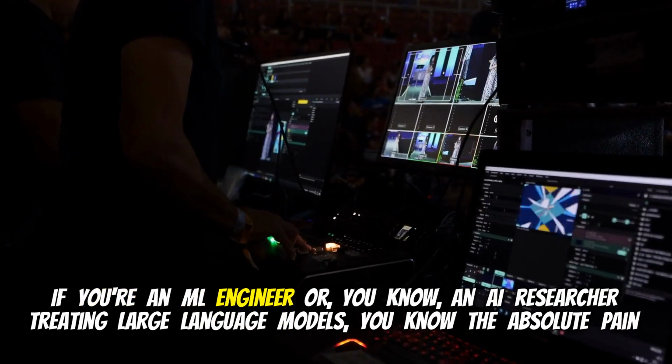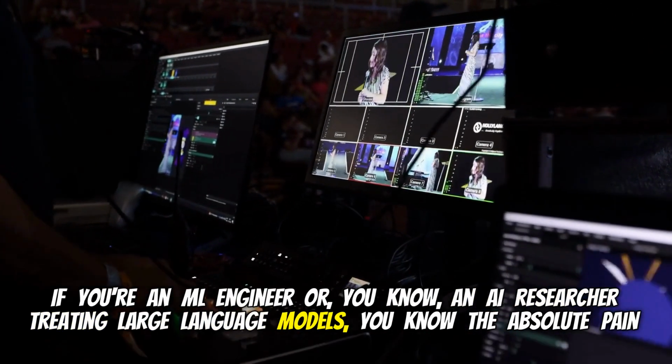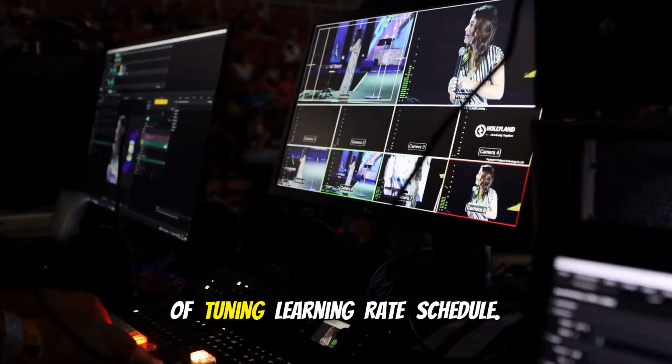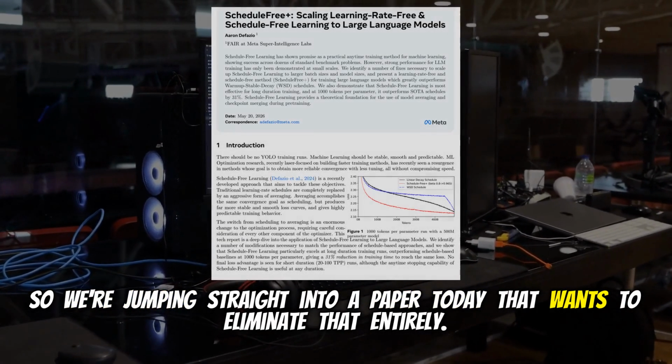If you're an ML engineer or an AI researcher training large language models, you know the absolute pain of tuning the learning rate schedule. It was the worst. Right. So we're jumping straight into a paper today that wants to eliminate that entirely.